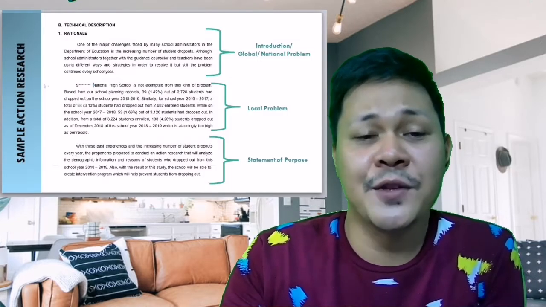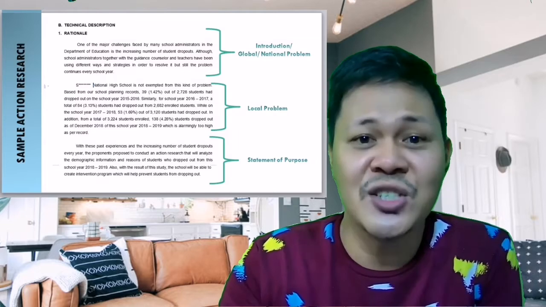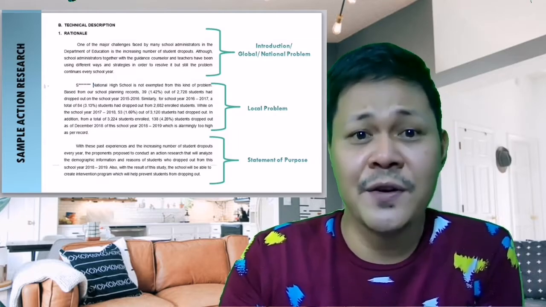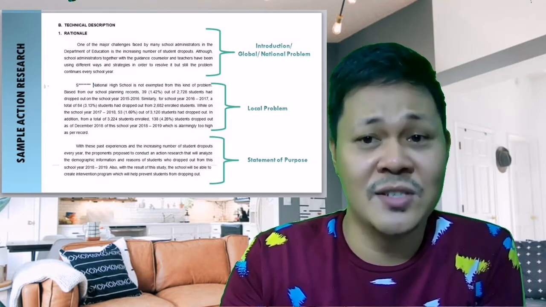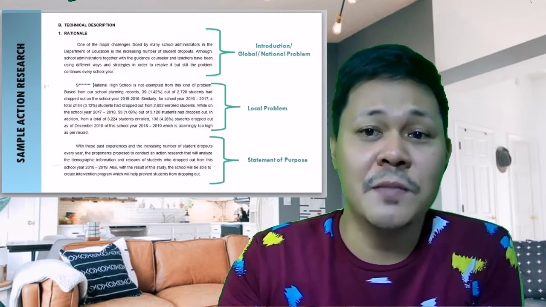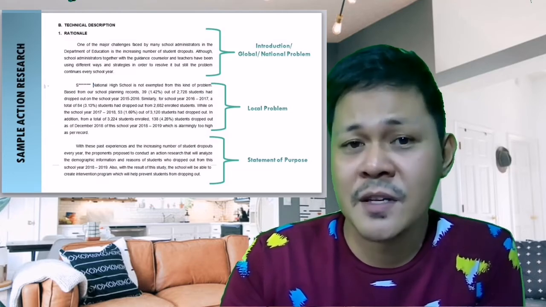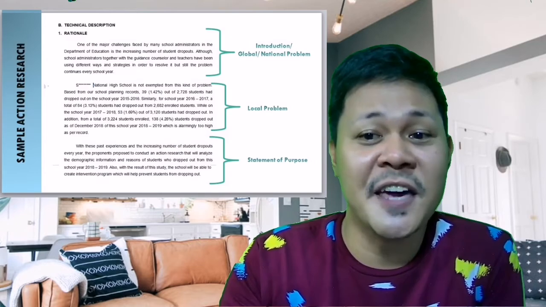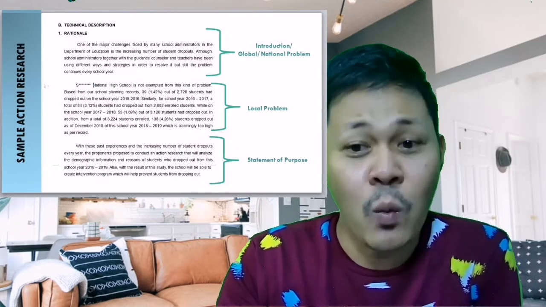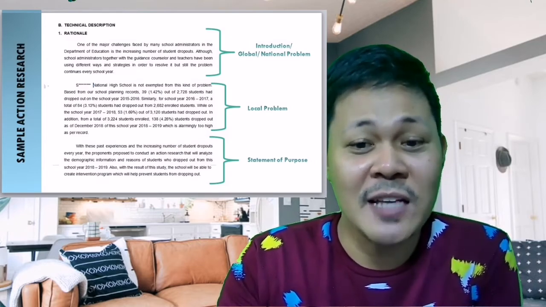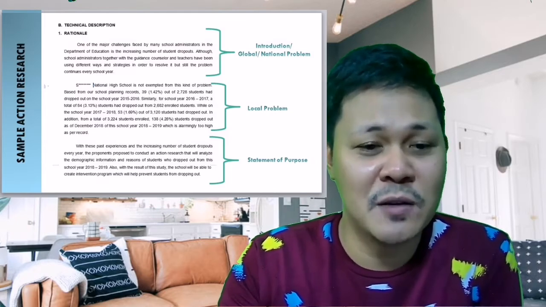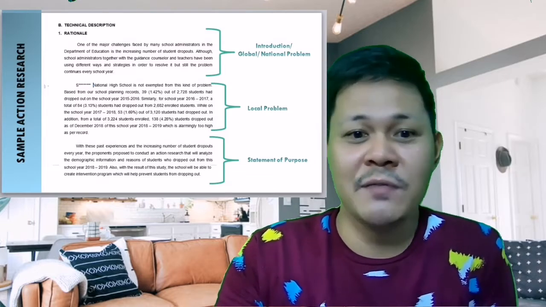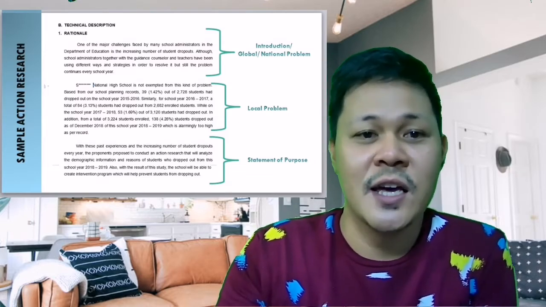For the second part, the technical description, we have the rationale. In the rationale, there should be a first paragraph, which is the introduction. It could be a global or national problem. This is where the thesis statement goes. In the second paragraph, you will indicate the local problem. While in the last paragraph, you will include the statement of purpose after generating all those problems. So you have to come up with a resolution in your rationale.